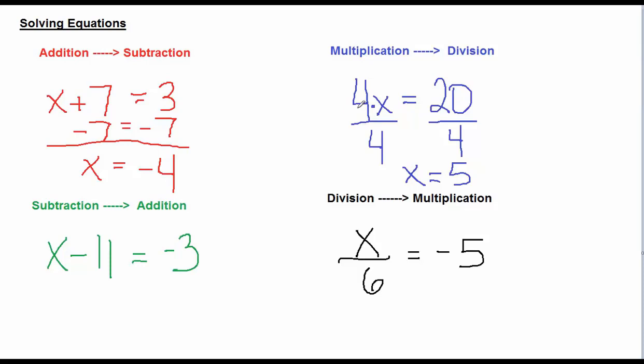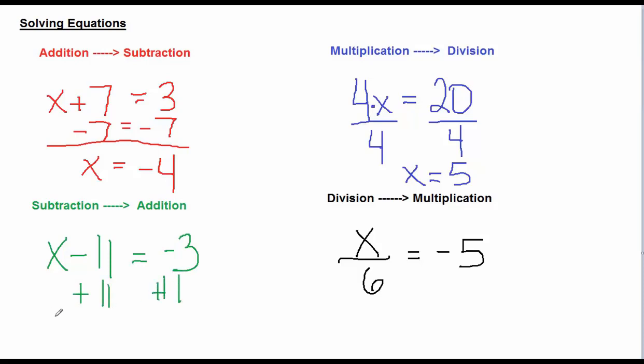Now, most of these you probably could have done without applying the rules of the law of opposition. But if we can use the law of opposition, it'll help us to solve these harder ones that eventually we're going to get to. Let's take a look at this one. X minus 11 equals negative 3. I'm trying to get x by itself, and there's a minus 11 here. I'm going to apply the law of opposition. Opposite of minus 11, well, that's plus 11.